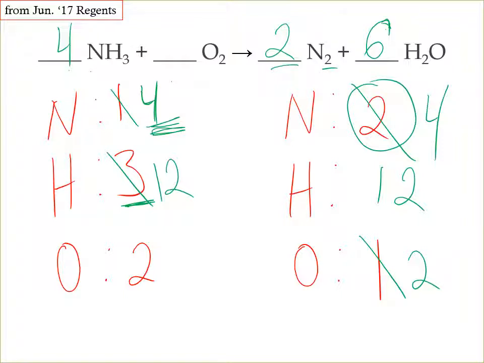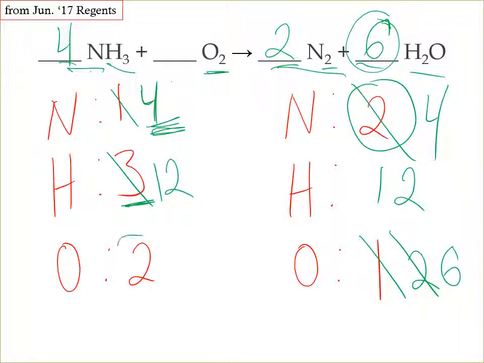I have now 4 nitrogens over here, 4 nitrogens over here. 3 times 4 is 12 hydrogens over there. 6 times 2 is 12 hydrogens over there. But the oxygen's unbalanced because when I multiplied everything by 6, I changed this. This now becomes 6 oxygens on the right. I still only have 2 oxygens on the left.